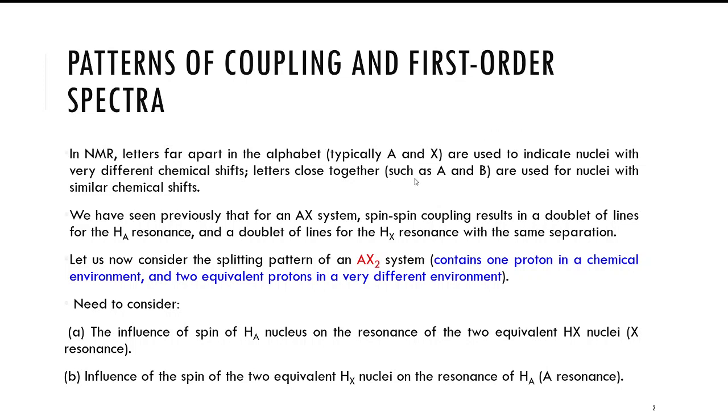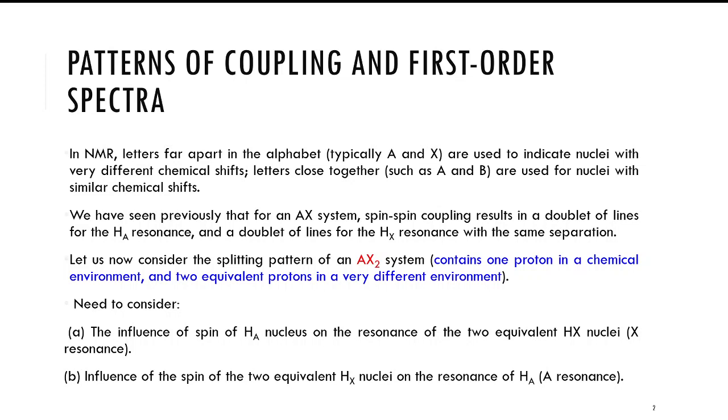If the letters are close together, so you have this A and B spin system, they are used for nuclei with similar chemical shifts. So you can have this superimposed, very complicated. So that is called the AB spin system. But for these two lectures, we're going to just focus on the AX system.